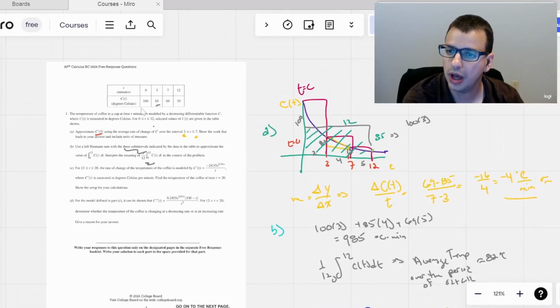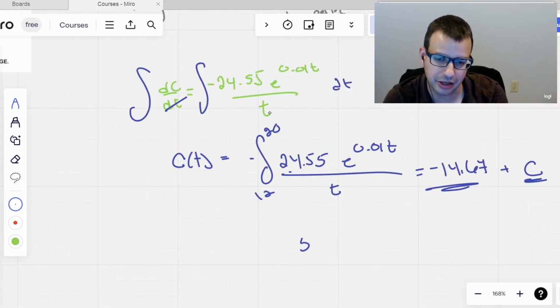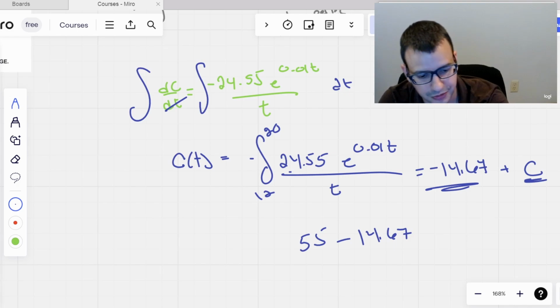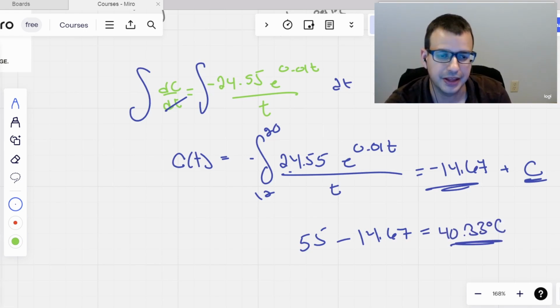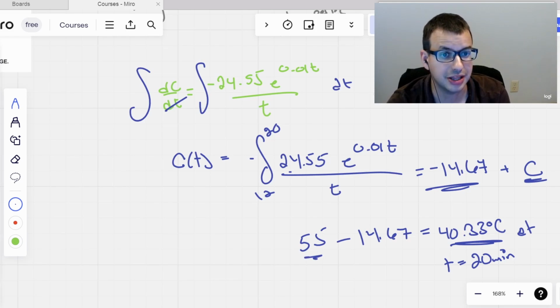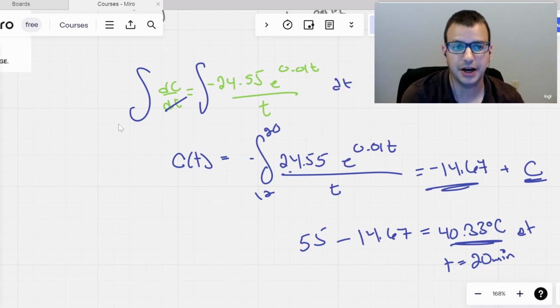And we know at 12 we were at 55 degrees. So what we're going to do then is add the change. We're adding a negative, so it's the same as subtracting: 55 minus 14.67, and I get a value of about 40.33 degrees Celsius. That'll be the temperature at t equals 20 minutes. So this is what we started at, that's our initial condition. We look at the change, add them together, and that gives us our final result.